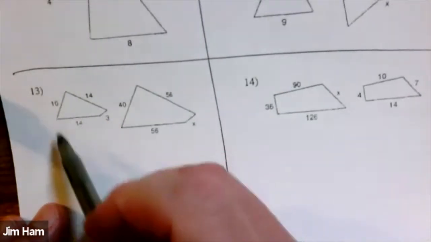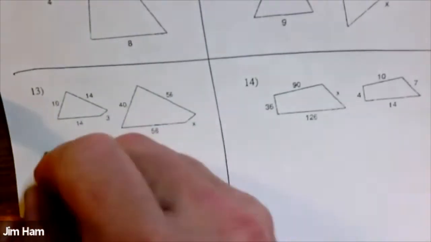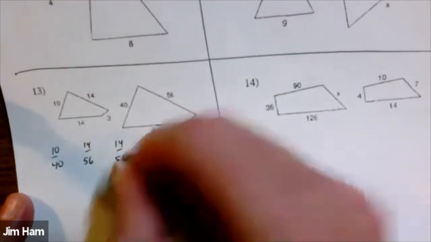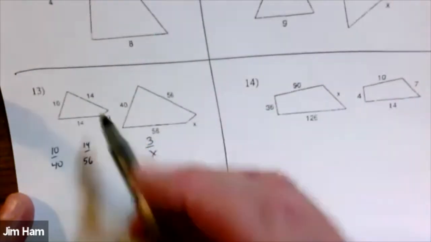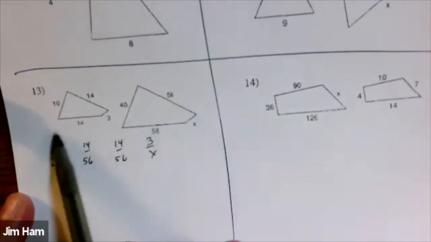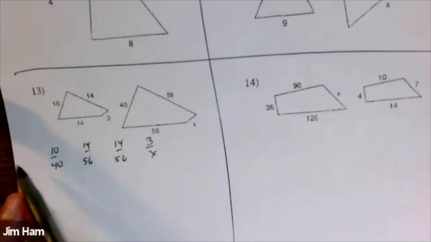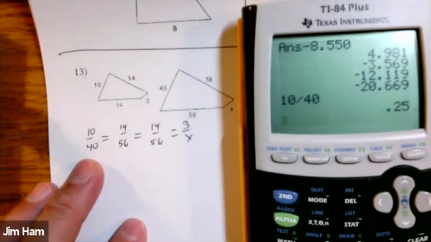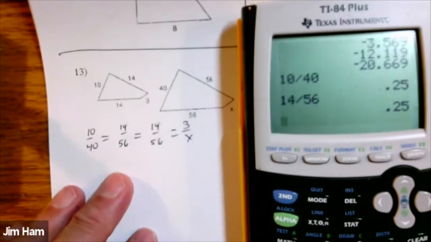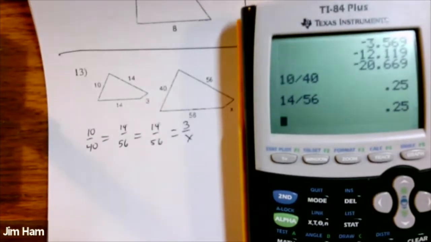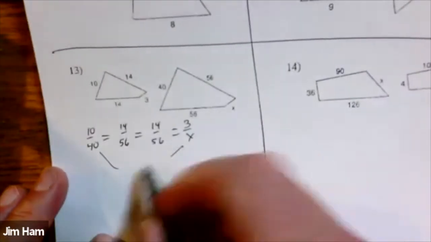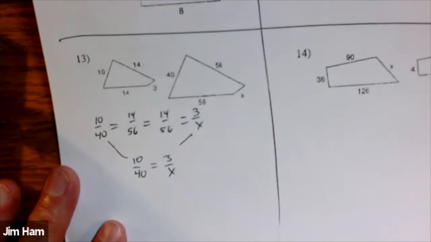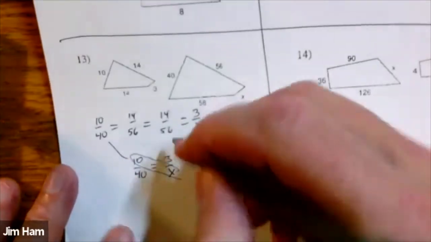So if we took these ratios, 10 over 40, 14 over 56, again another 14 over 56, and then 3 over x, if we just link up these corresponding sides and write them as ratios, all these ratios have to be the same. 10 divided by 40, 0.25. 14 divided by 56, 0.25. 3 divided by x, 0.25. So you can just grab two of these, doesn't matter which two, and write a proportion, because the sides are in proportion. And then we're going to cross multiply.